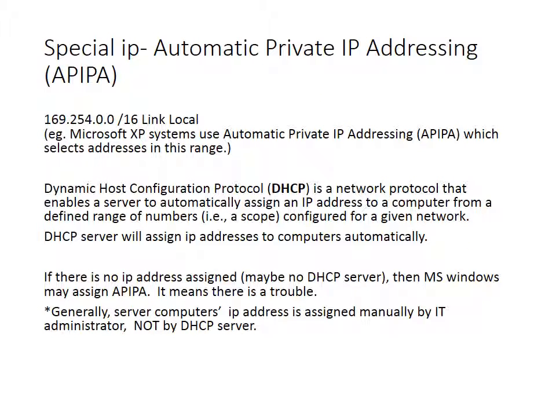Automatic private IP address. DHCP server will assign IP addresses to computers automatically. If there is no IP address assigned, maybe no DHCP server, then MS Windows may assign an APIPA, automatic private IP addressing. It means there is a trouble. Generally, a server computer's IP address is assigned manually by the IT administrator, not by DHCP server.